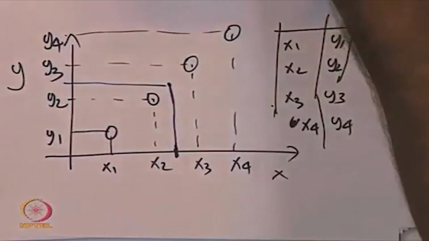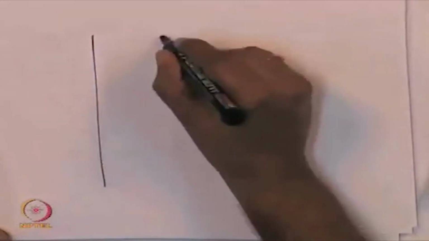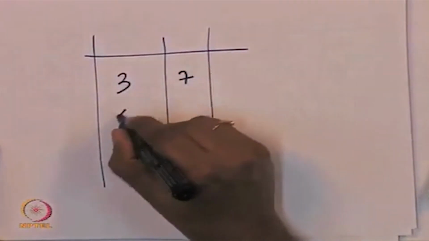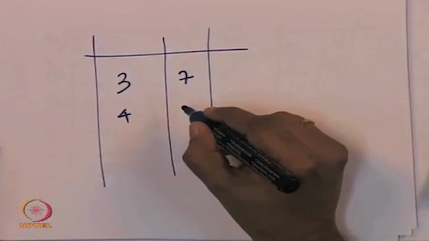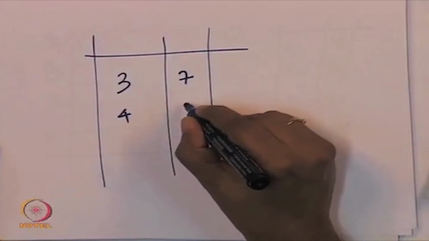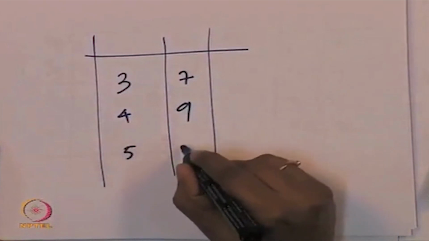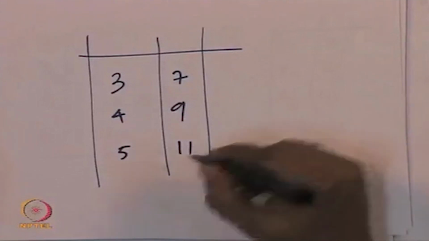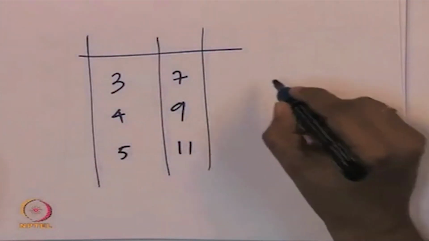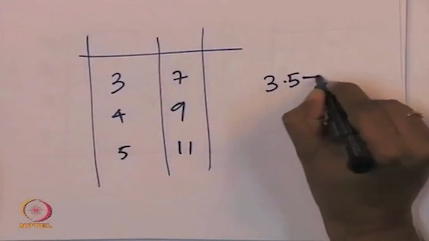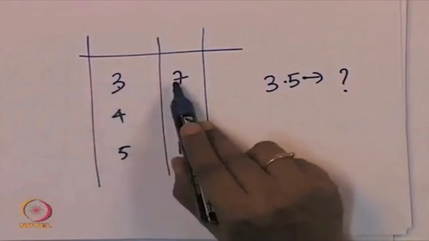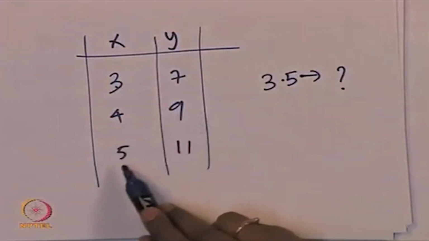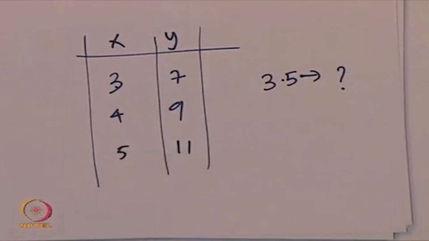So, for example, if I know a table: corresponding to x = 3 I have y = 7, corresponding to 4 I have 9, corresponding to 5 I have 11, and so on and so forth. How do I get the corresponding value? Let us say I want to get the value for 3.5. I have 7 for 3, 9 for 4, and 11 for 5, but what is the value corresponding to 3.5?